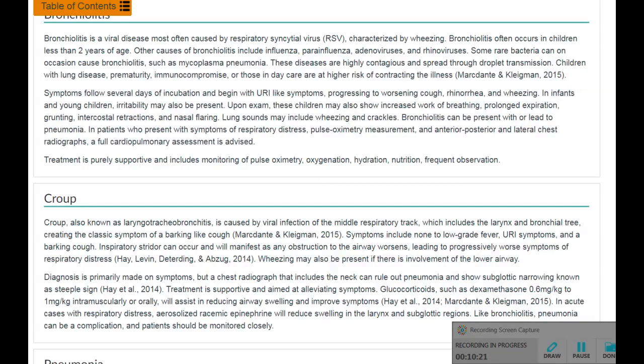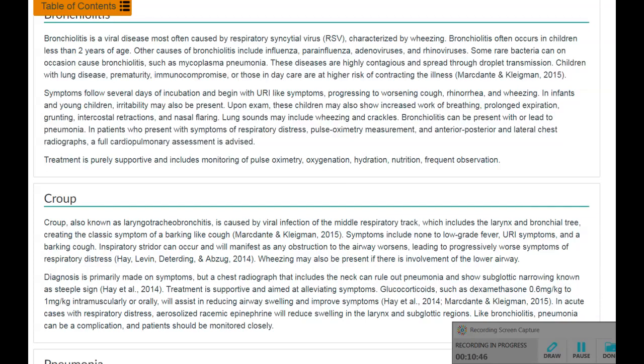Other causes of bronchiolitis include influenza, parainfluenza, adenoviruses, and rhinoviruses. Some rare bacteria can on occasion cause bronchiolitis, such as Mycoplasma pneumoniae. These diseases are highly contagious and spread through droplet transmission. Children with lung disease, prematurity, immunocompromised, or those in daycare are at higher risk of contracting the illness.